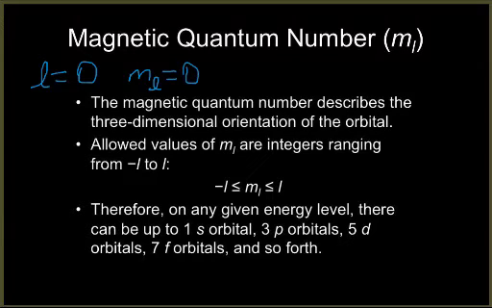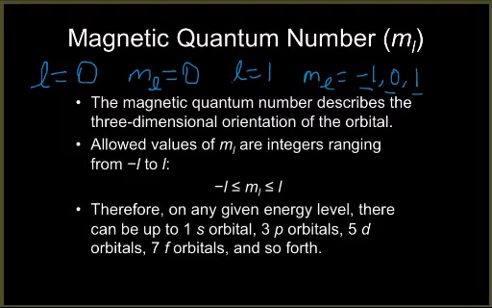If your L value is 1, which is a p orbital, there are 3 orientations for the p orbital, so your m sub L could be equal to -1, 0, or +1. So each one of these numbers stands for one possible orientation.